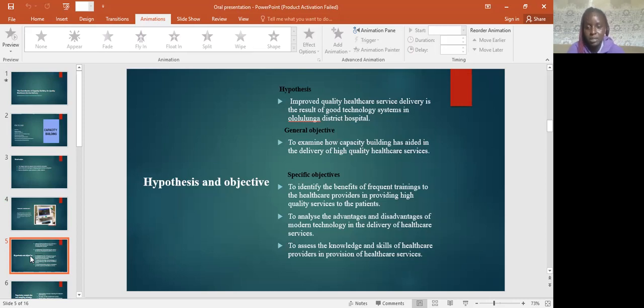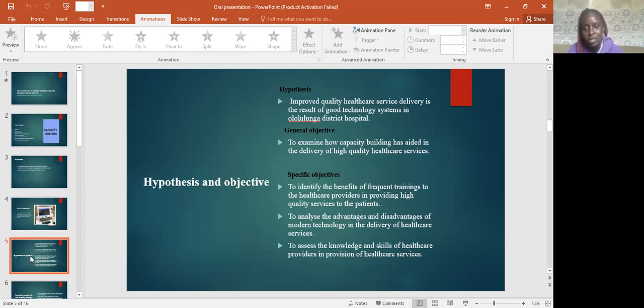And then we have the specific objectives. The first one is to identify the benefits of frequent training to healthcare providers in providing high quality services to the patients. That is, how the knowledge and skills that the healthcare providers are getting more often are going to promote the provision of high quality services to the patients.